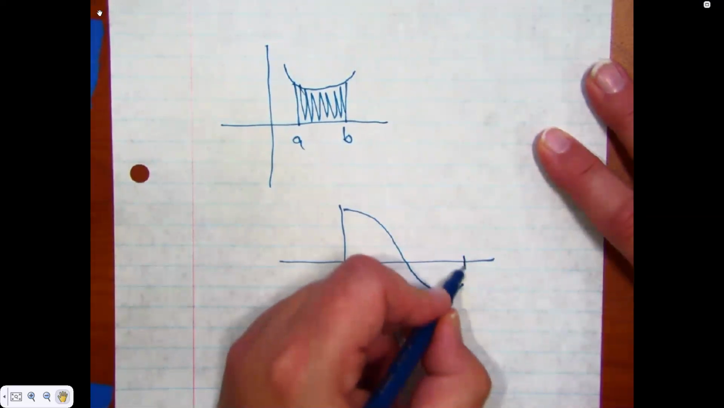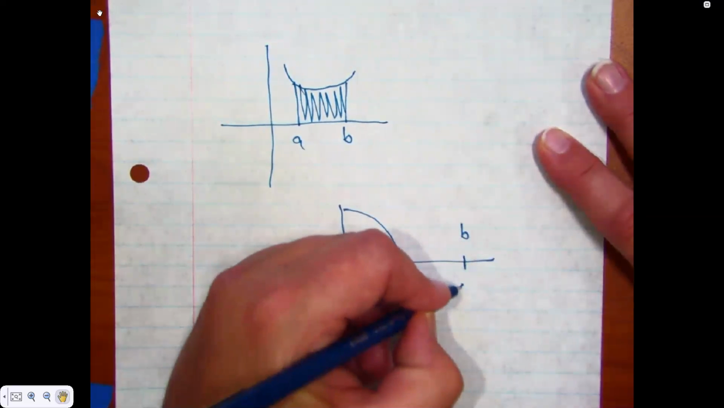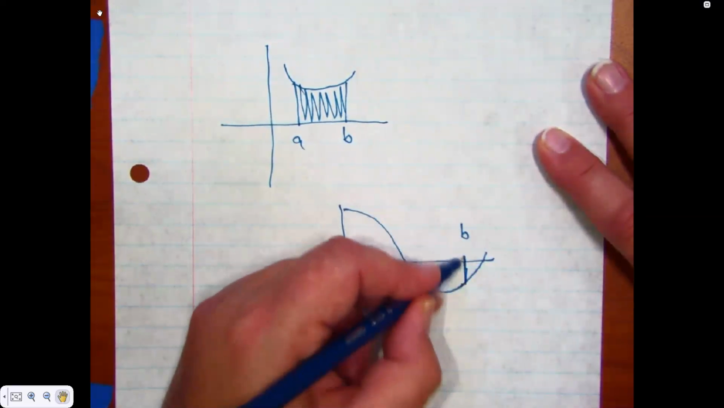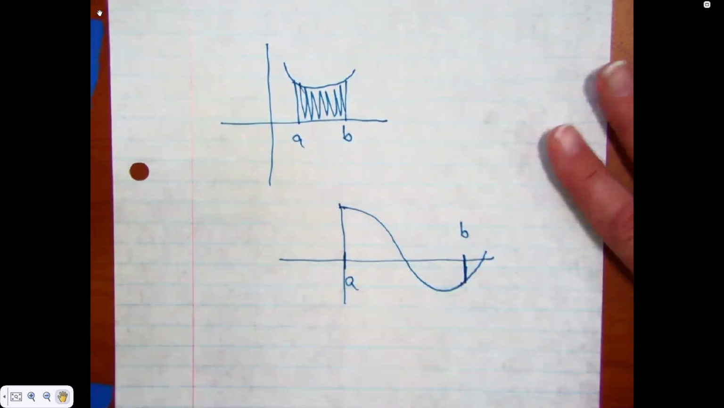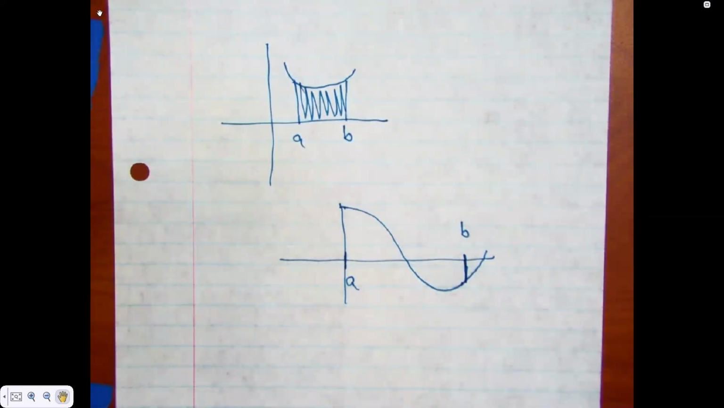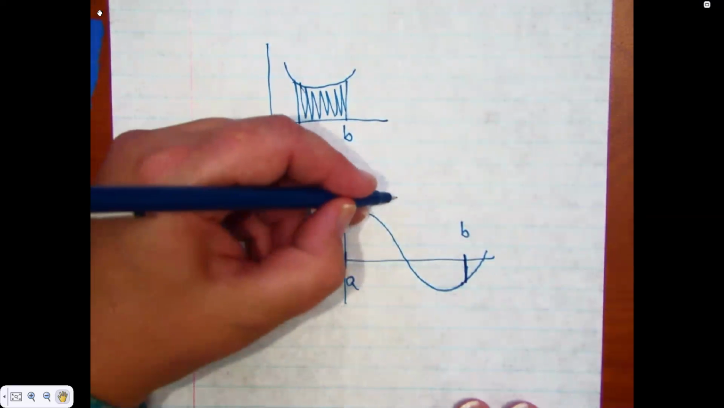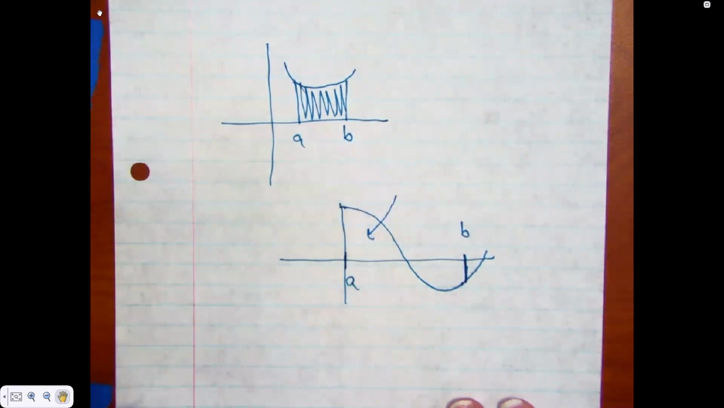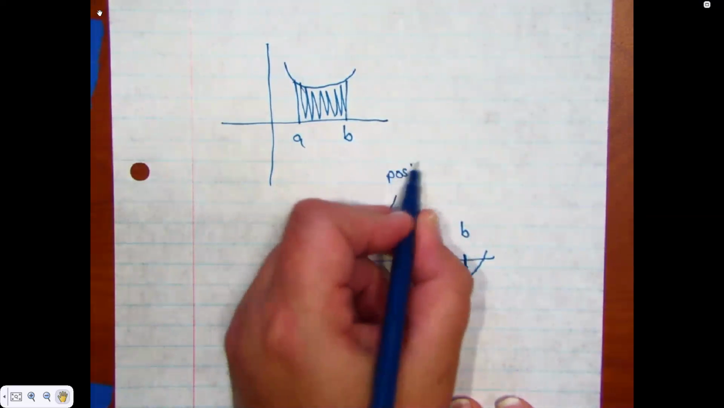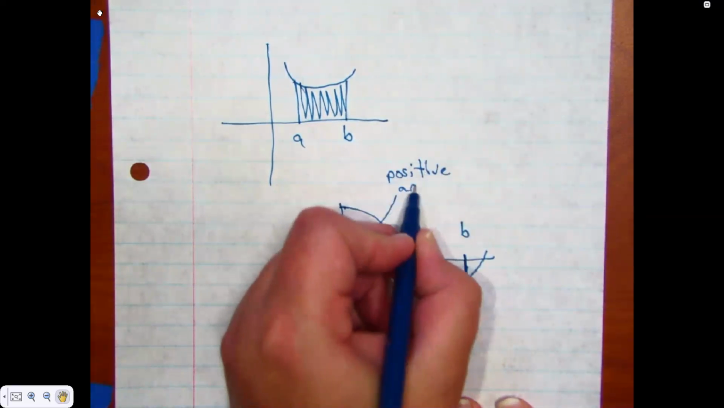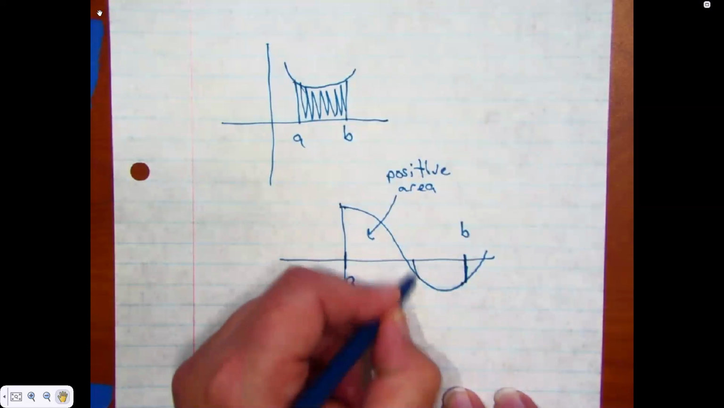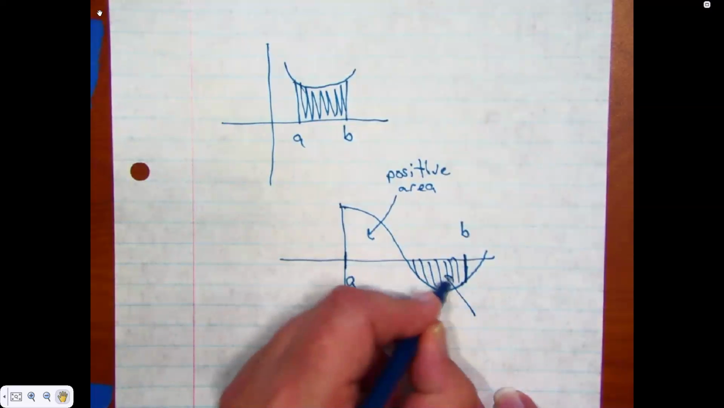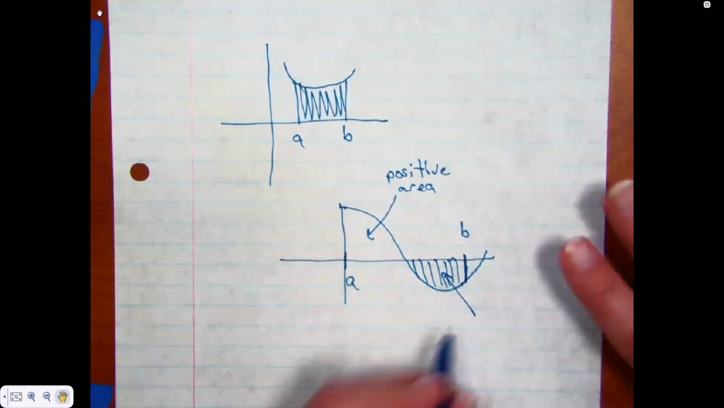So let them go, and here's my B. Actually, this graph could go on. My B is where I stop, okay? And let's say my A could be here. A lot of times A is 0, it doesn't have to be, but the stuff above the x-axis is positive area. But the stuff below the x-axis is negative area. So whatever's here, this would be negative area.